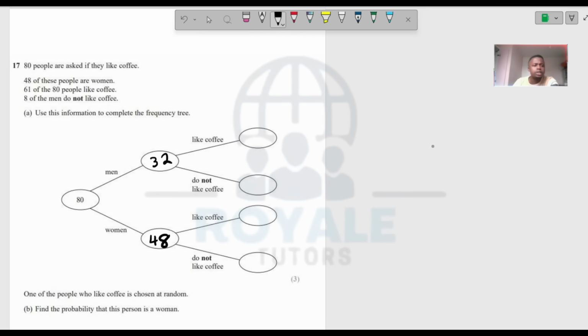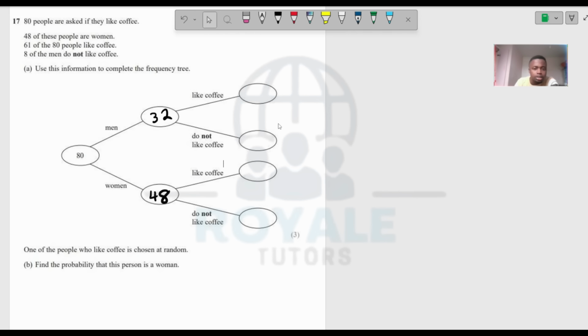Then 61 of the 80 people like coffee. So that means the number of men plus the number of women who like coffee is 61. 8 of the men do not like coffee. So let's fill that up. Do not like coffee, we have 8 of them. Good. If 8 of the men do not like coffee and we have 32 men, then 32 minus 8 should give us the number of men that like coffee, and that should be 24. So that means 24 men like coffee.